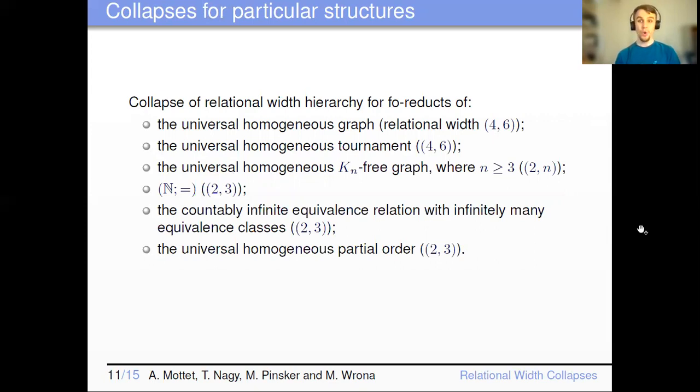And actually, in all these cases, we can even prove that this bound is tight, in the sense that there really exists some reduct of the structure that has relational width, say (4,6) in the case of the universal homogeneous graph, but does not have smaller relational width, say (3,5).